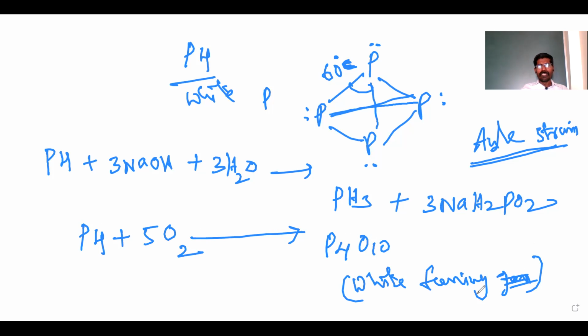And these molecules are discrete units. Discrete units means separate molecules. This is one separate molecule. So that's why these are discrete units of P4 molecules. Is it clear now? So this is the phenomenon.